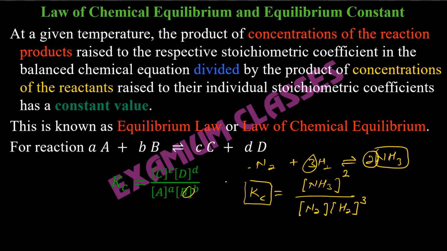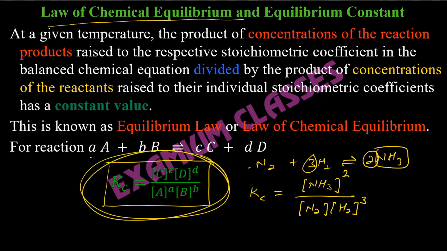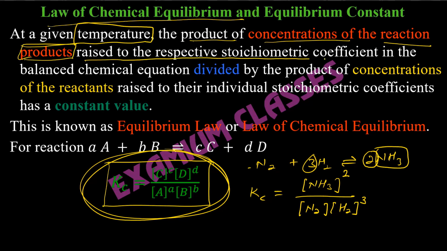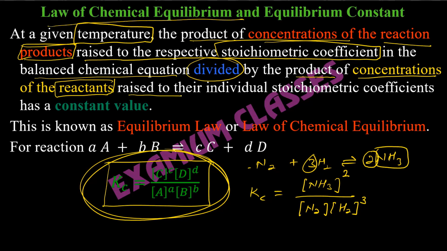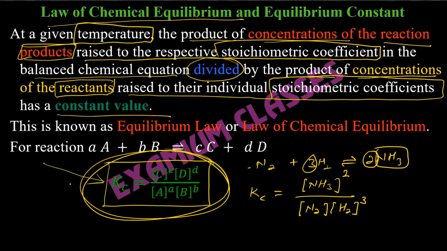And why do we talk about it? There is a specific reason. There is significance of it. I will be talking about that. First, understand this is the law of chemical equilibrium. So if you write this equation and then represent it in simple English, that is known as law of chemical equilibrium. So I'm writing this mathematical equation in simple English: at a given temperature, why? Because if we change the temperature, equilibrium constant will change. The product of concentrations of the reaction products raised to respective stoichiometric coefficients in the balanced chemical equation divided by the product of concentrations of reactants raised to their individual stoichiometric coefficients has a constant value, and this constant value is known as equilibrium constant.